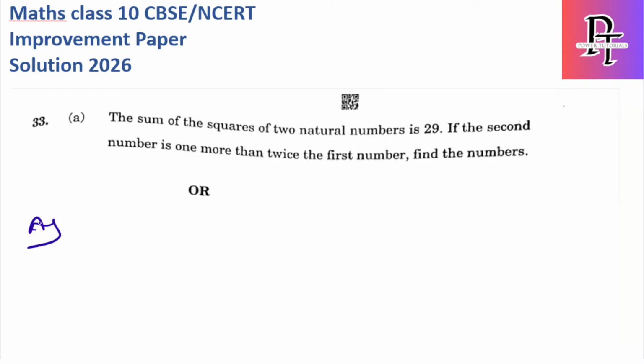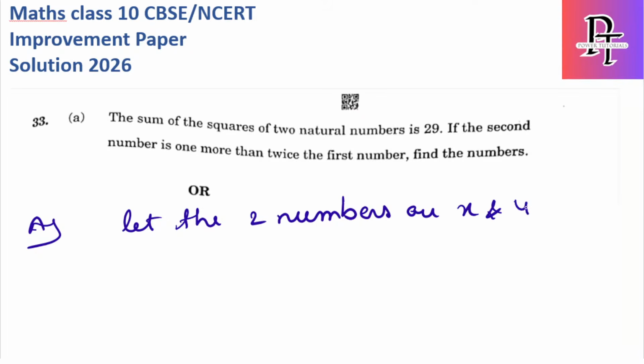The sum of squares of two natural numbers is 29. So first I'll write, let the two numbers be x and y. Sum of squares of two natural numbers, so it is x square plus y square is equal to 29.